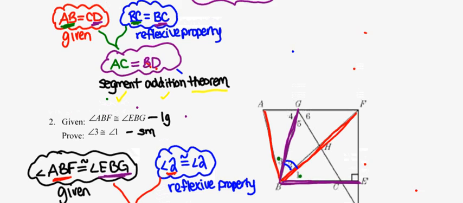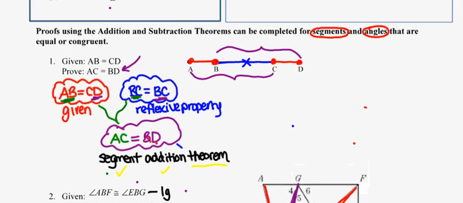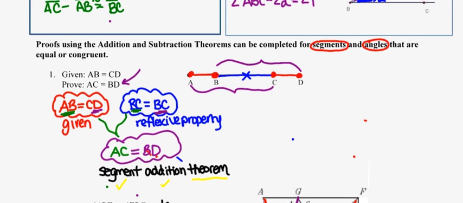And if I go back up to the first example and apply that same idea, looking at the picture, segments AB and CD are small segments, whereas the ones I end up with, AC and BD, are much larger. Well, the only way that I can start with something small and end up with something larger is if I add something to the smaller pieces. And again, that's my hint or my clue to tell me that I'm going to have to be using the addition theorem here.